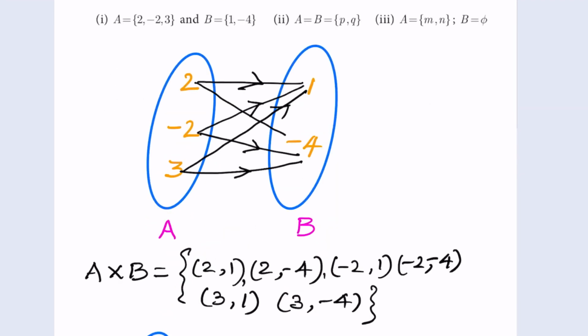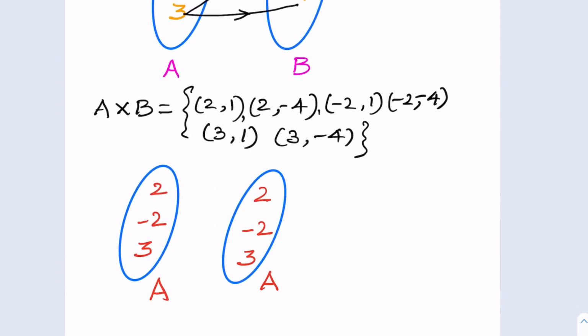Now we arrive at the 6 ordered pairs (2, 1), (2, minus 4), (minus 2, 1), (minus 2, minus 4), (3, 1) and (3, minus 4). So A cross B is a set of all ordered pairs (2, 1), (2, minus 4), (minus 2, 1), (minus 2, minus 4), (3, 1) and (3, minus 4). Now let us go to find A cross A.